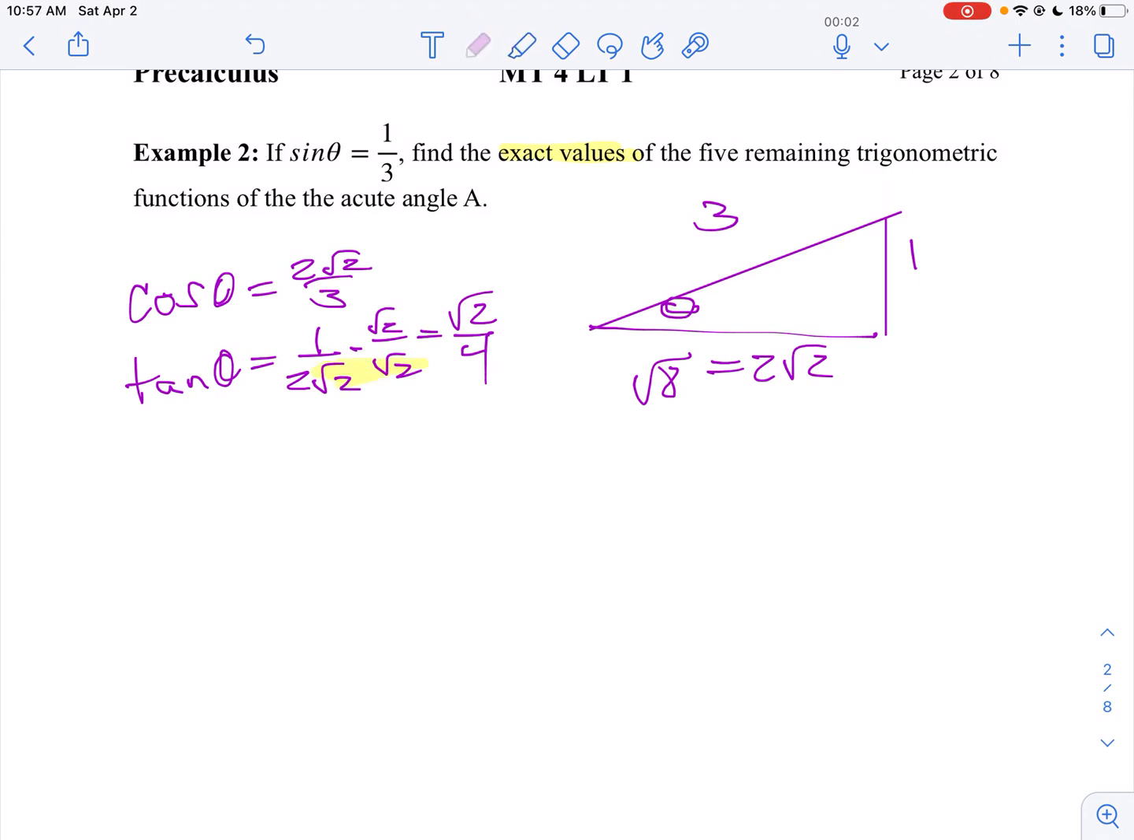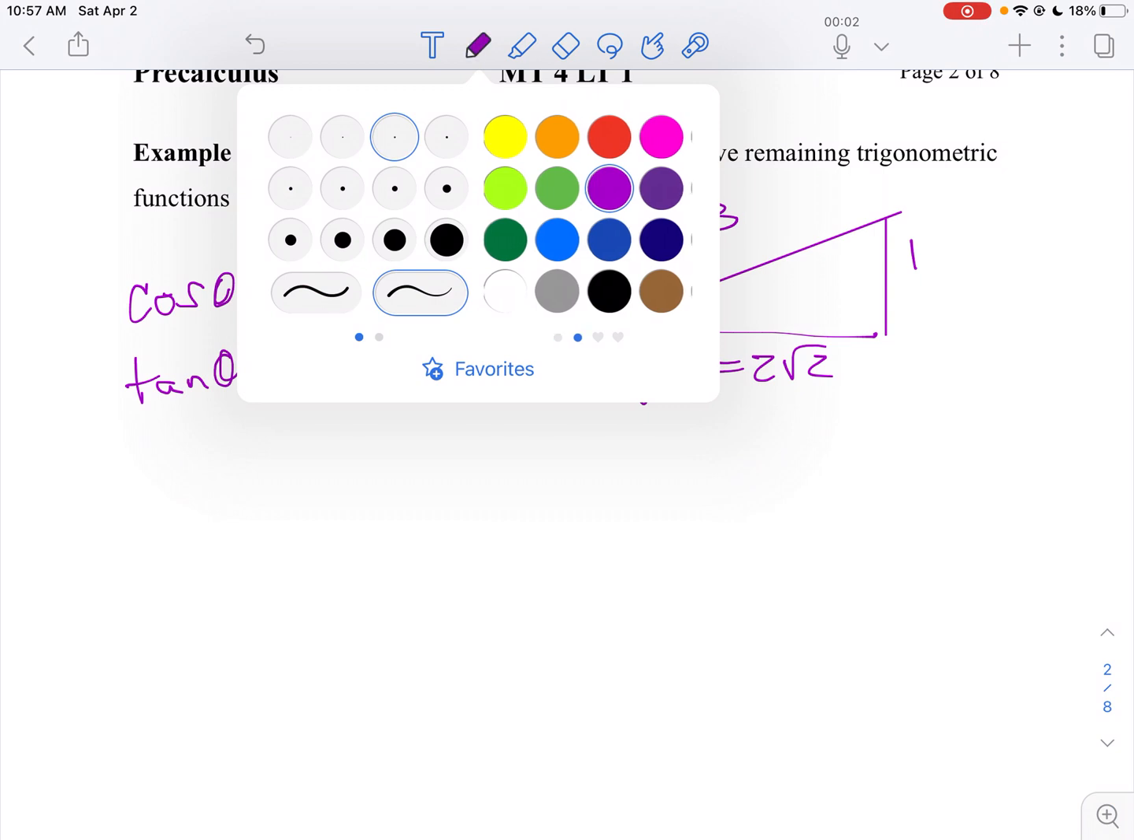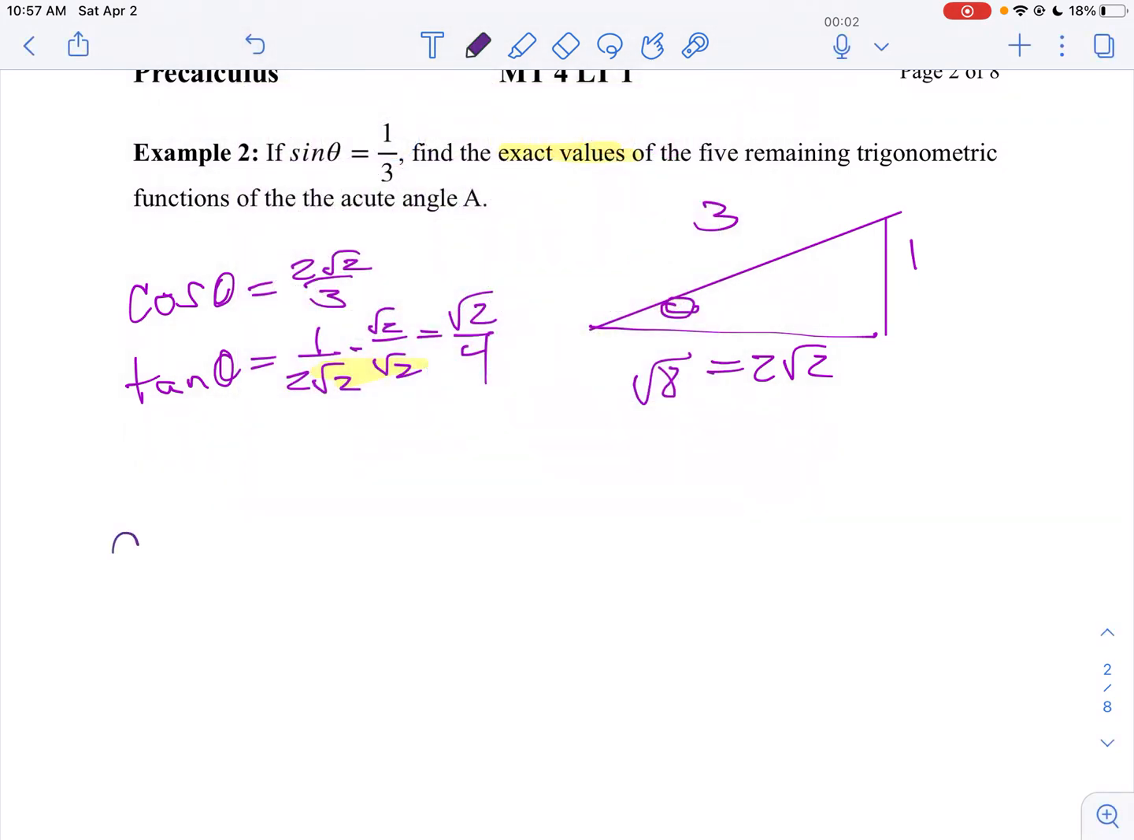Okay, now let's do our reciprocal functions. So the cosecant of theta is going to be the reciprocal of 1/3, which is 3. You can write it as 3 over 1 if you want. I'm just going to write 3. The secant of theta, well, that's going to be 2 times the square root of 2 all over 1.